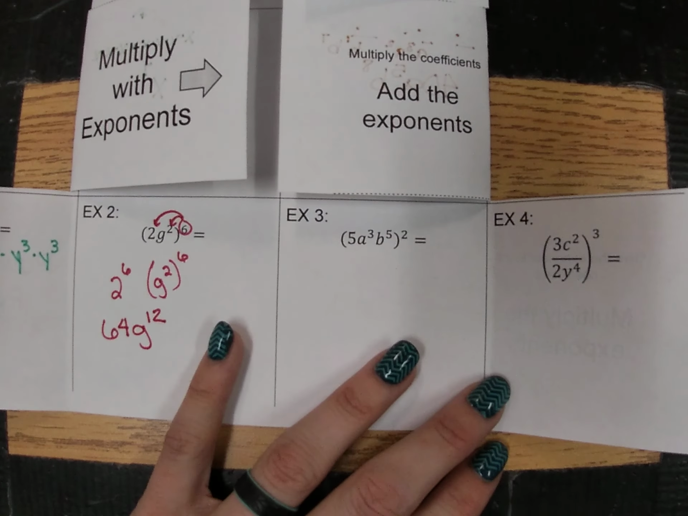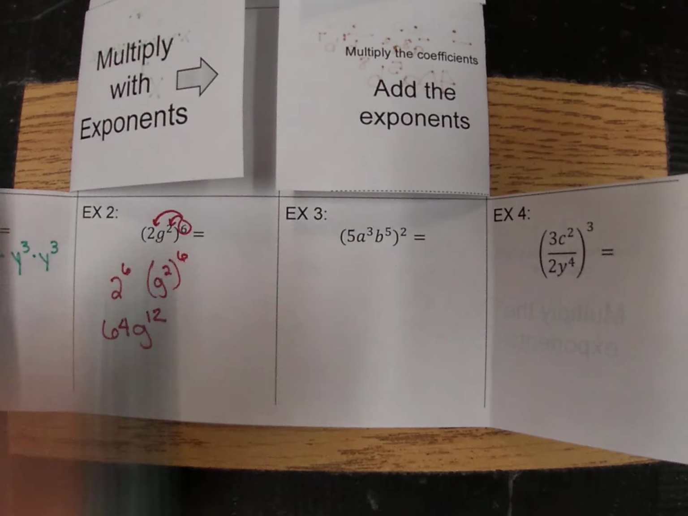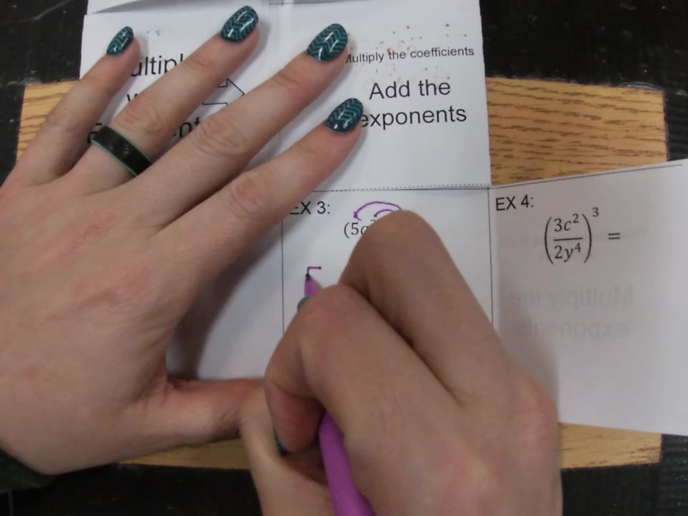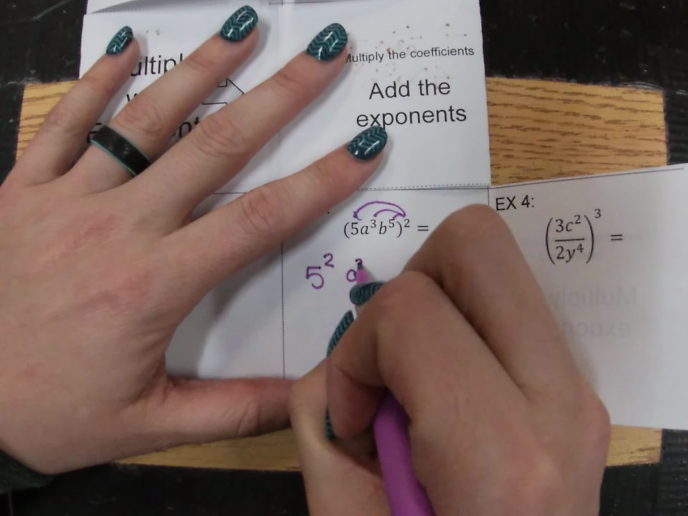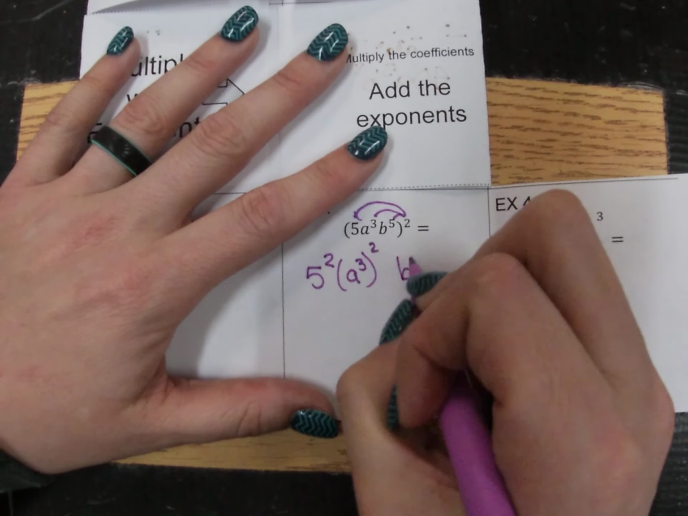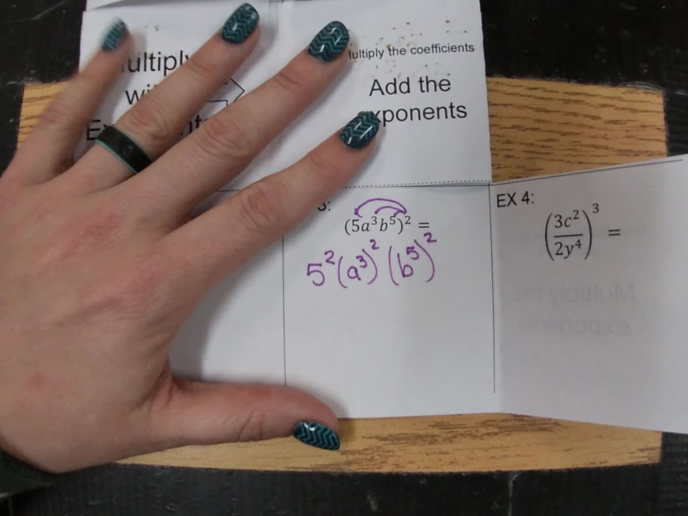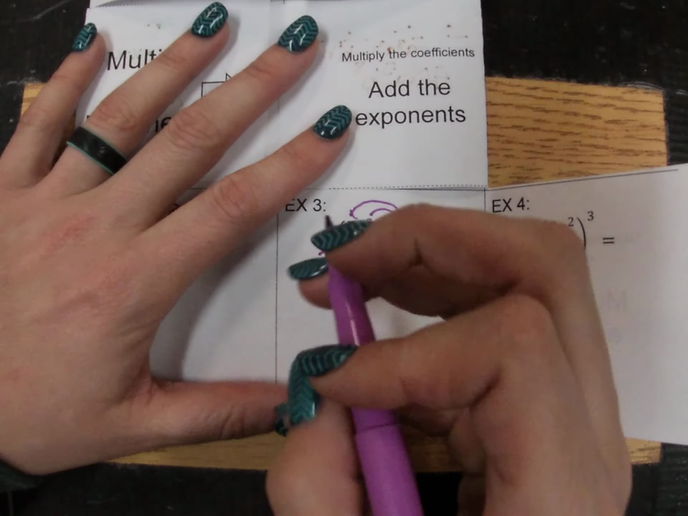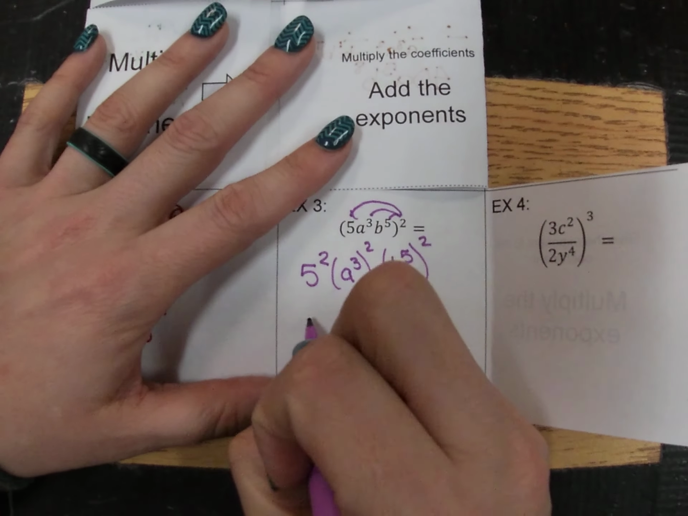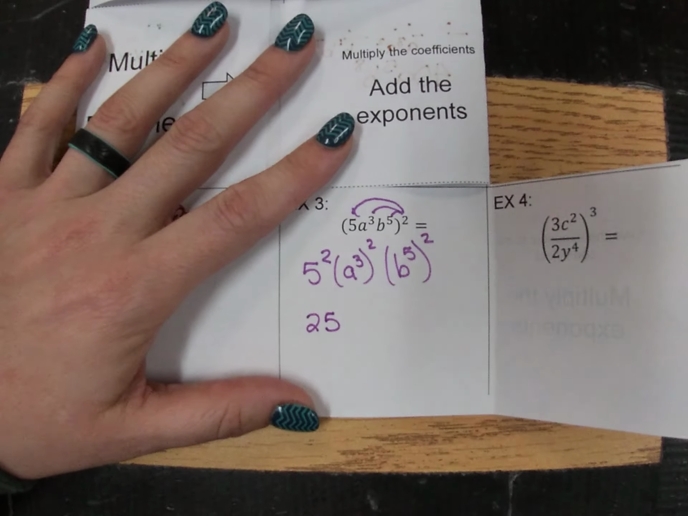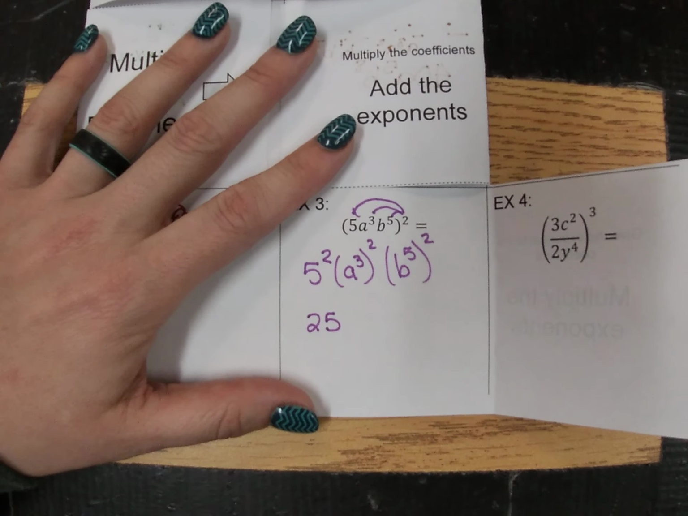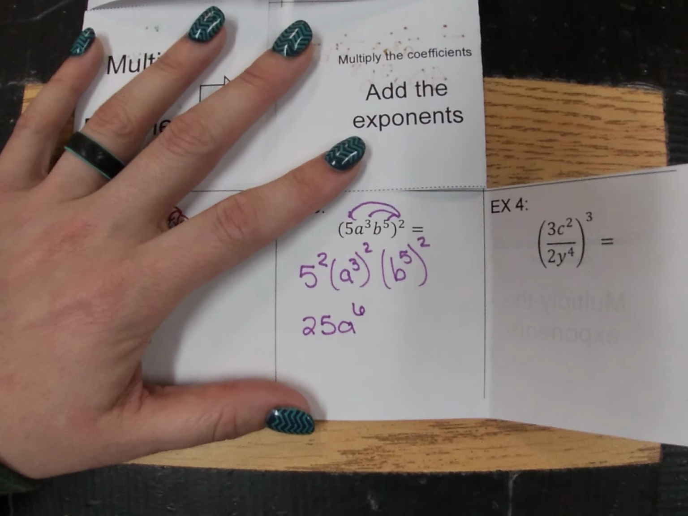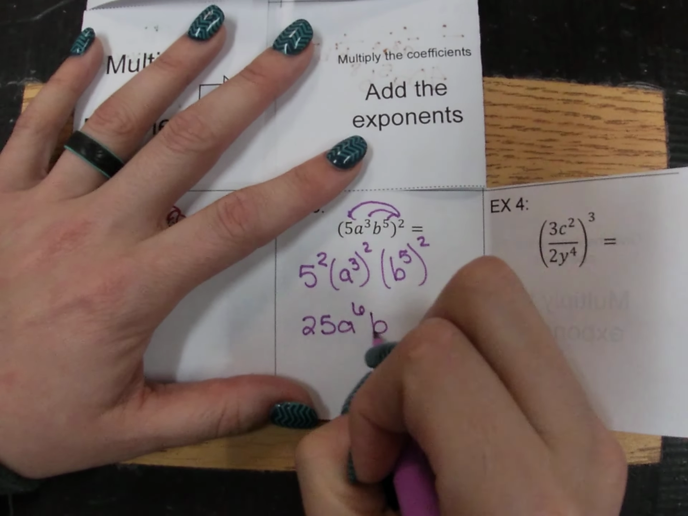Okay, if we look at our next one, again, this outside exponent gets shared with everything on the inside. So we have a 5 squared, an a to the 3rd squared, and a b to the 5th squared. All right, we're sharing that outside exponent with everything. So 5 squared, you can use a calculator, but 5 times 5 gives us 25. And our rule tells us to multiply the exponents. So 3 times 2 gives us a to the 6th. 5 times 2, we get b to the 10th.